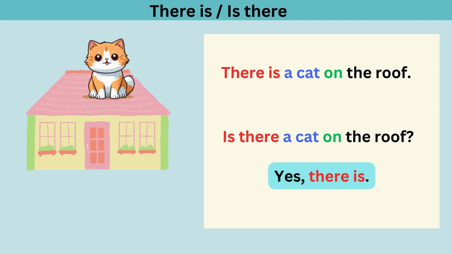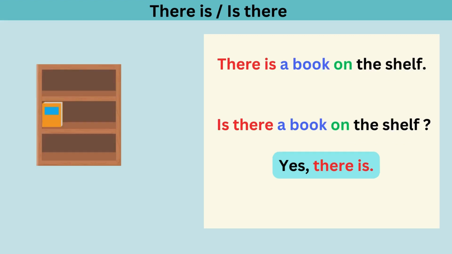There is a cat on the roof. Is there a cat on the roof? Yes, there is. There is a book on the shelf. Is there a book on the shelf? Yes, there is.